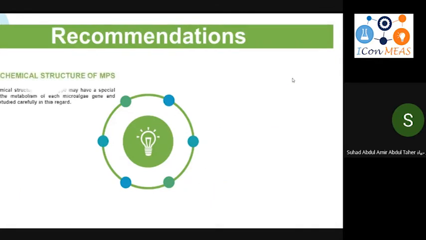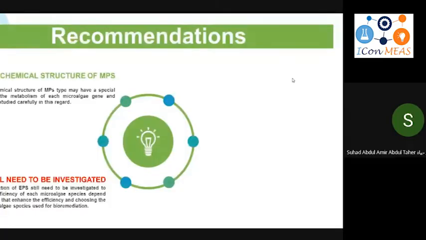Recommendation. One: the chemical structure of the microplastic type may have a special effect on the metabolism of each microalgae, and this should be studied carefully. The production of exopolymers still needs to be investigated to explain the efficiency of each microalgae species, which factors enhance that efficiency, and how to choose the suitable microalgae species for bioremediation.